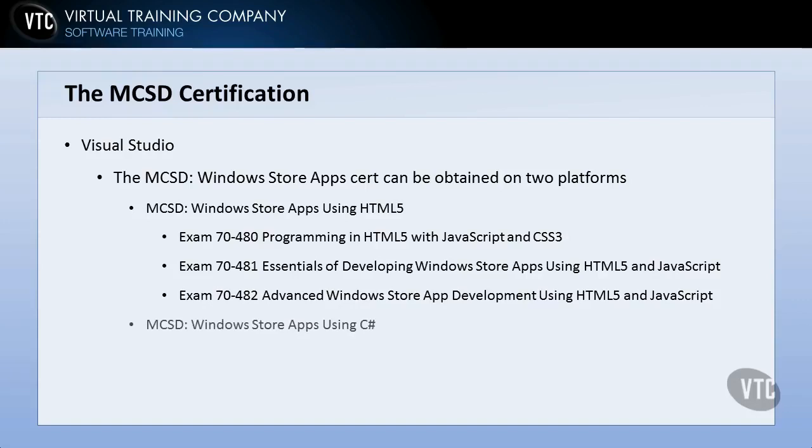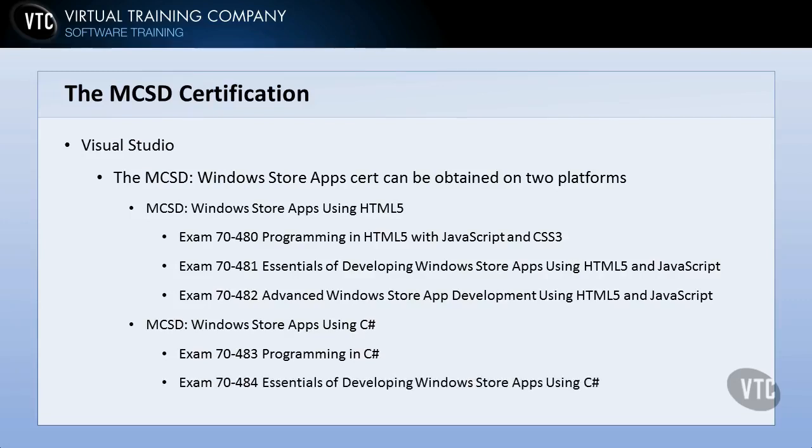Then you can get an MCSD Windows Store Apps using C#. Notice you have to successfully pass this course, 70-483, Programming in C#, Exam 70-484, Essentials of Developing Windows Store Apps using C#, and then Exam 70-485, Advanced Windows Store App Development using C#.